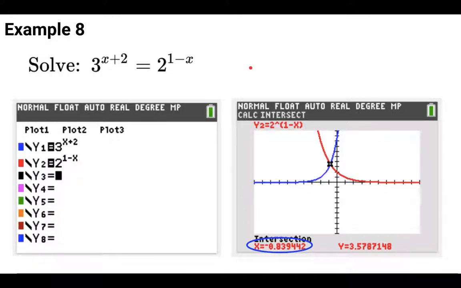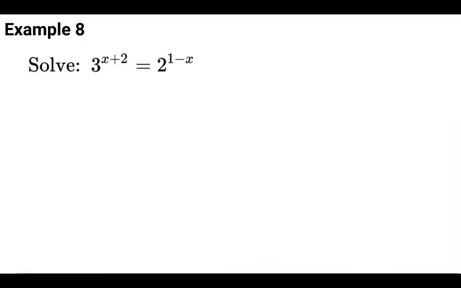You have to know how to press a few buttons, but let's also talk about the algebraic approach that we could take as well. If I wanted to solve for x, I know that I'm going to need to use a logarithm since x's are in the exponent. And so what I'm going to do is take the log of both sides of this equation. So I took a log with base 3, so log base 3 of 3 to the x plus 2 equals log base 3 of 2 to the 1 minus x.